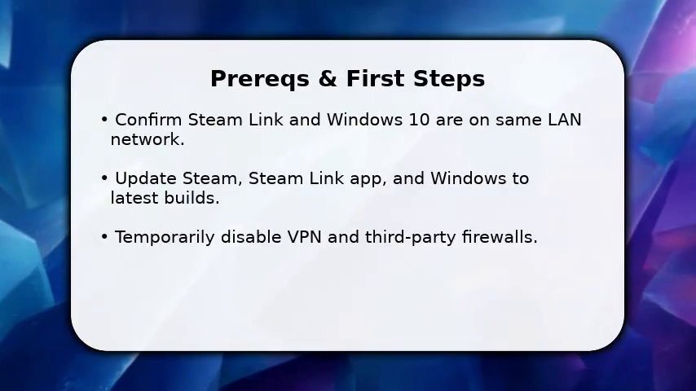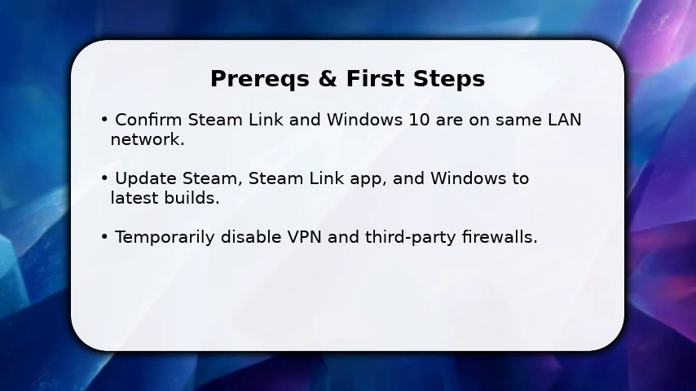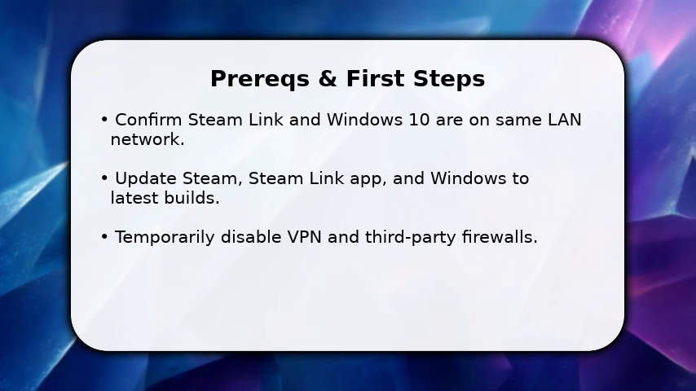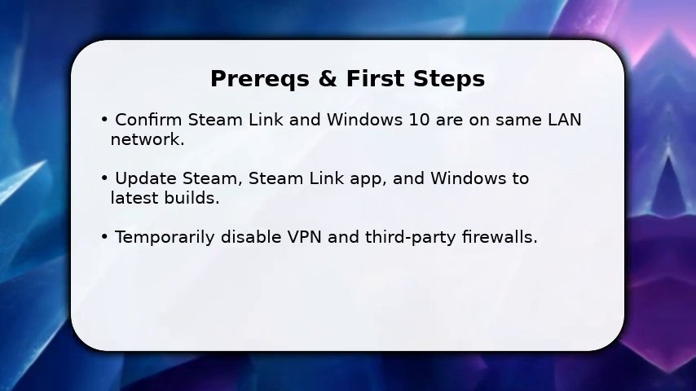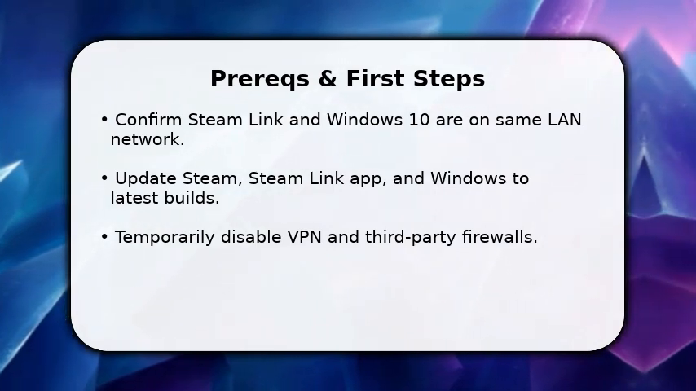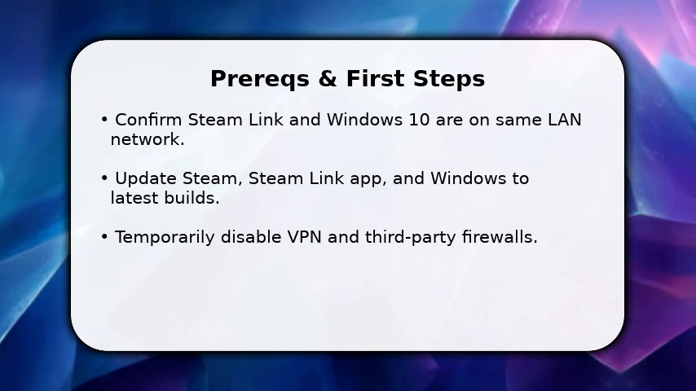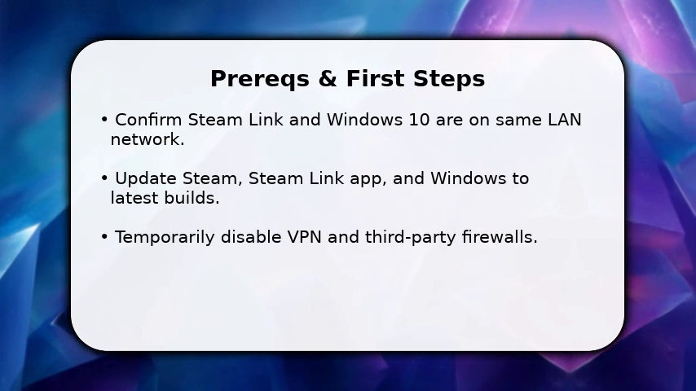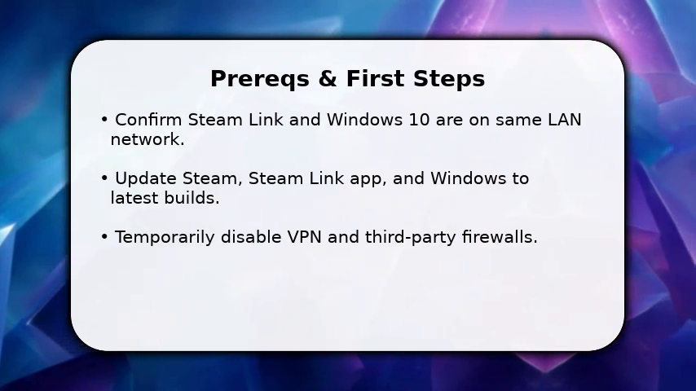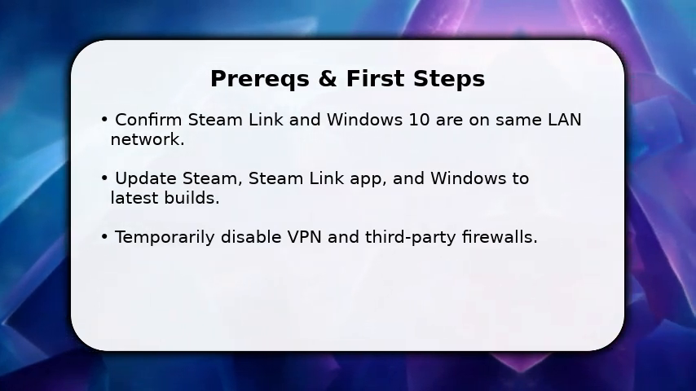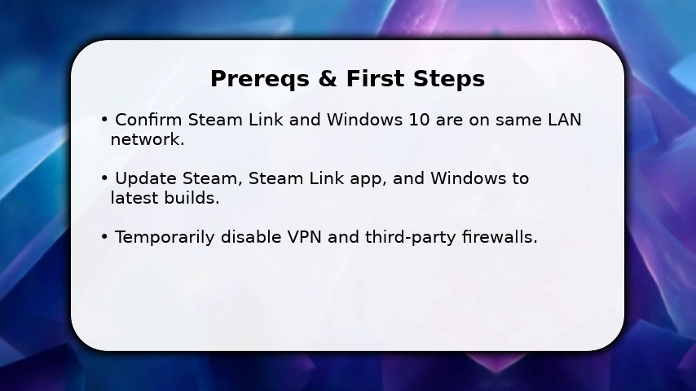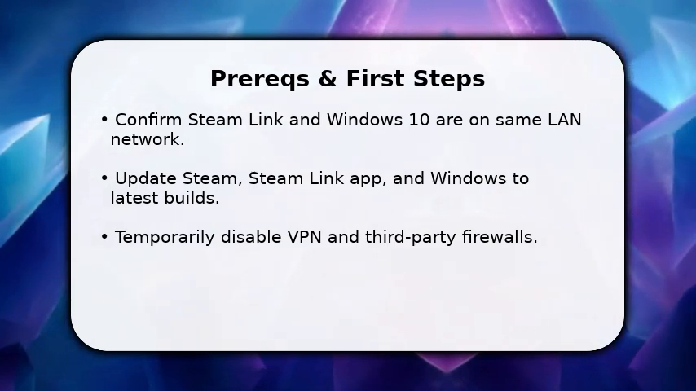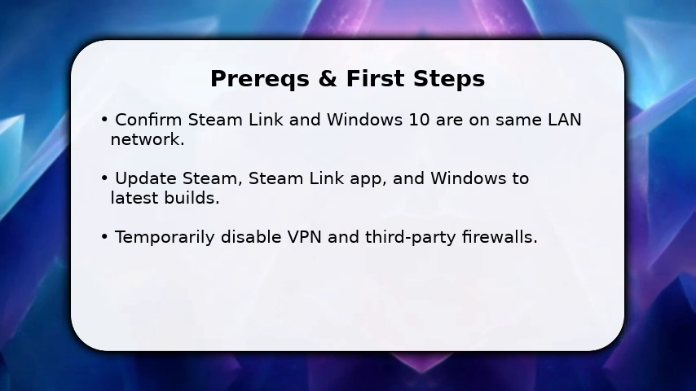You start by confirming prerequisites. Make sure your Steam client and Steam Link app are on the same local network and Windows 10 has current updates. Once done, update the Steam Link app and Steam client so protocol mismatches don't trigger error 450. You should also turn off VPN and third-party firewalls briefly to rule out blocked ports. This lets you test the connection quickly. If any update fails, restart Windows and repeat the small install step before moving on to deeper fixes.